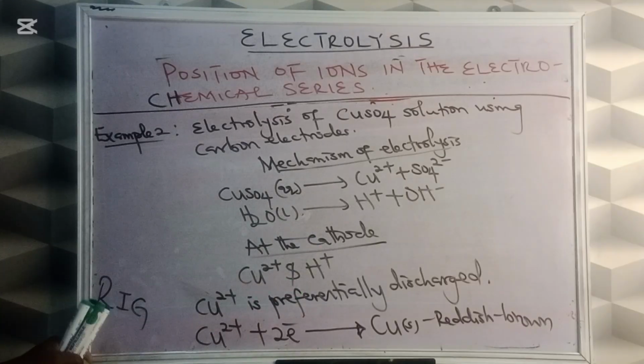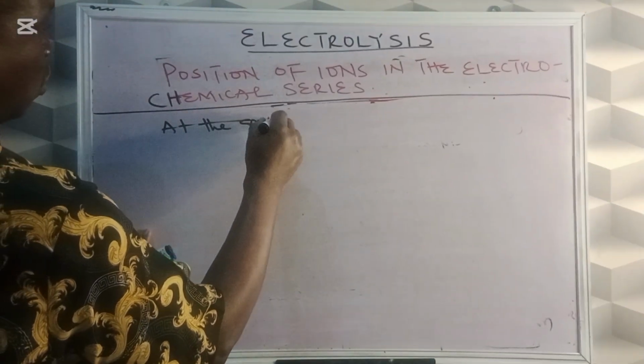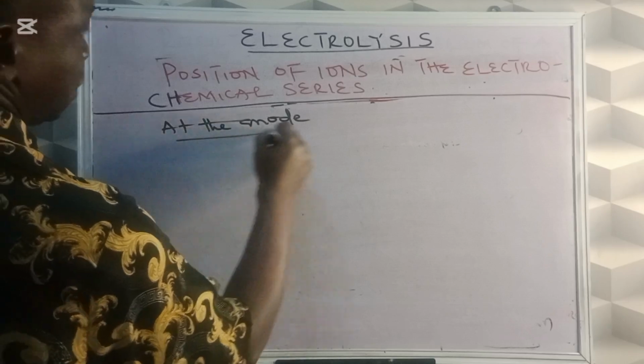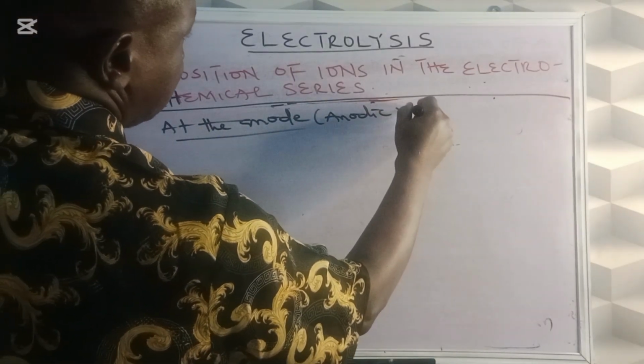So reduction occurs at the cathode, while oxidation occurs at the anode. Why is reduction occurring at the cathode? It is because electrons are being gained. At the anode, we call it the anodic reaction.